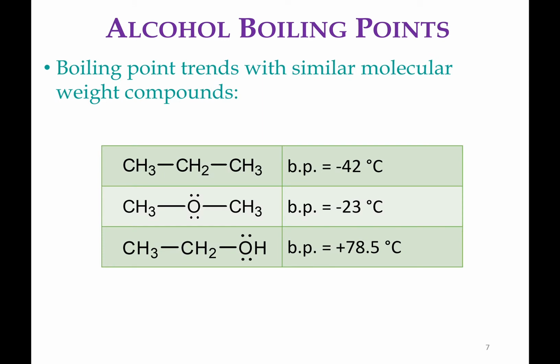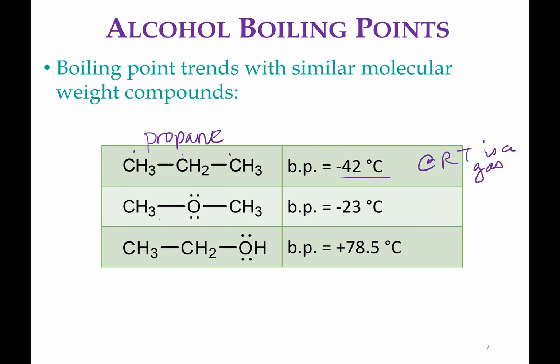So boiling point trends, we see this is what? 1, 2, 3 carbons. This is propane. And propane has a boiling point of negative 42 degrees Celsius. So what is it at room temperature? At room temperature, it is a gas.